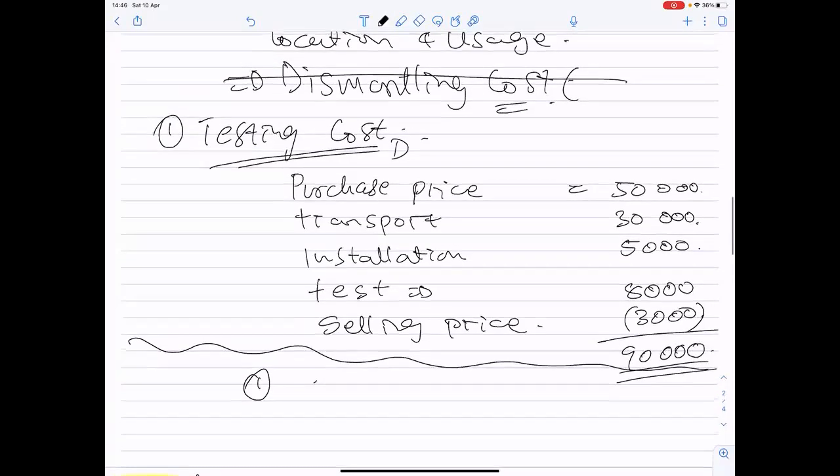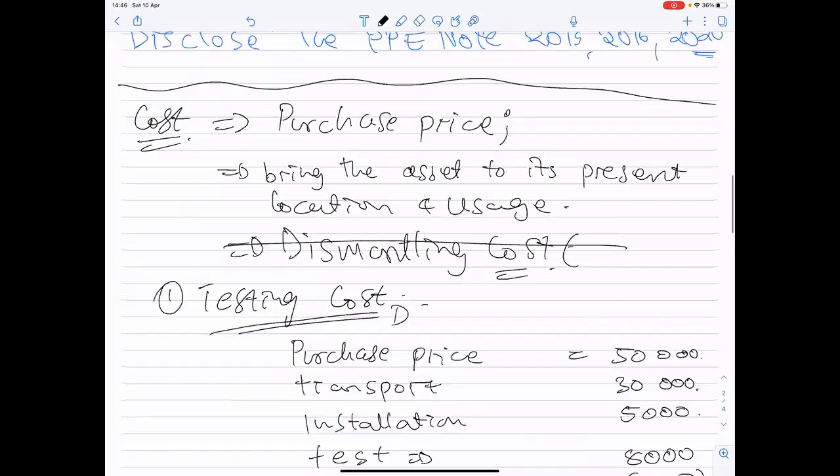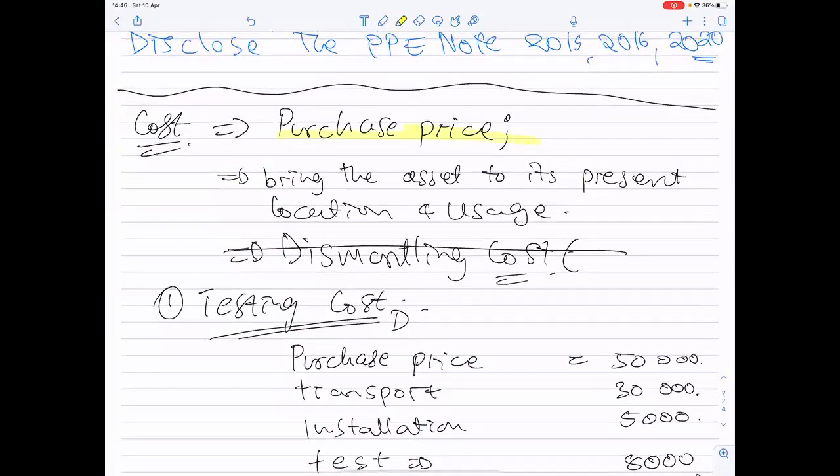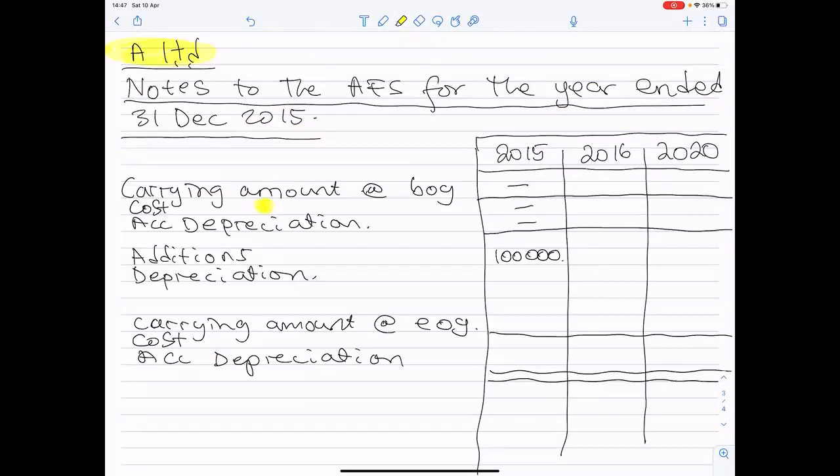Yeah. So we understand the elements or items that are not going to be included in the cost of the asset and the items that are going to be included in the cost. It is important to know that you are looking at the purchase price and the cost of bringing the asset to its present location and usage. Are we together? So that's why we have put an addition of 100,000 on our asset.